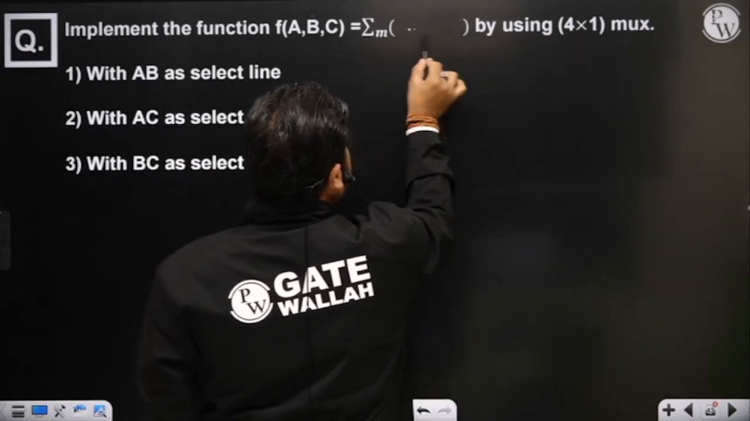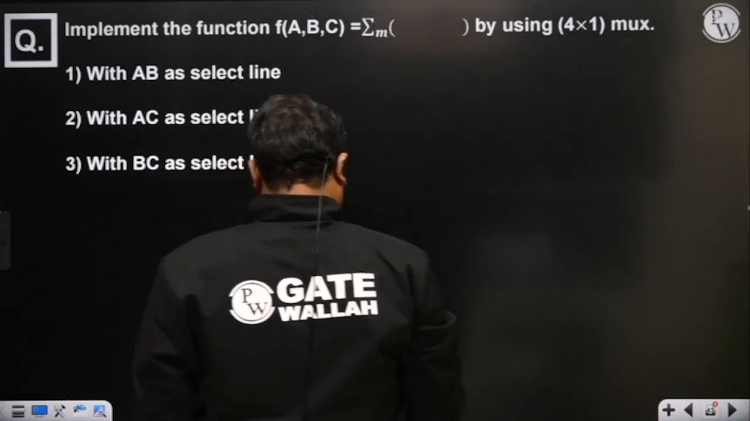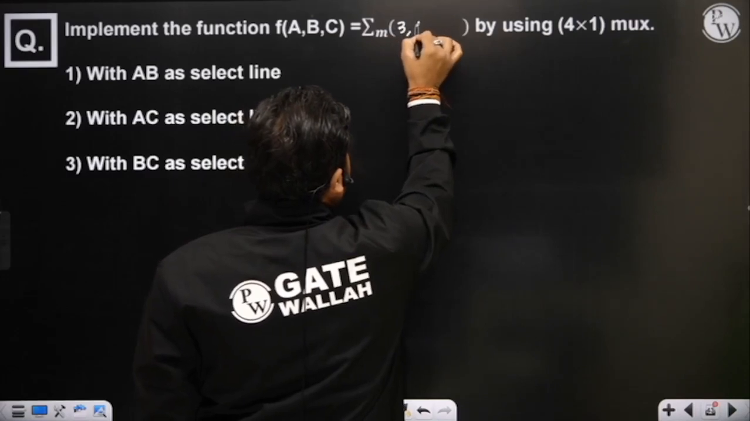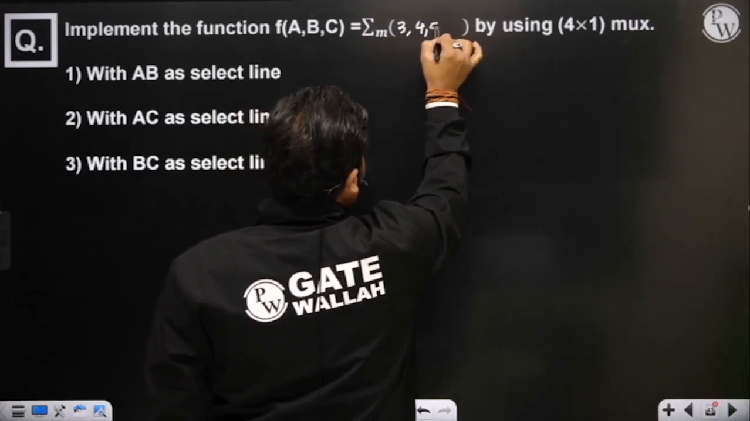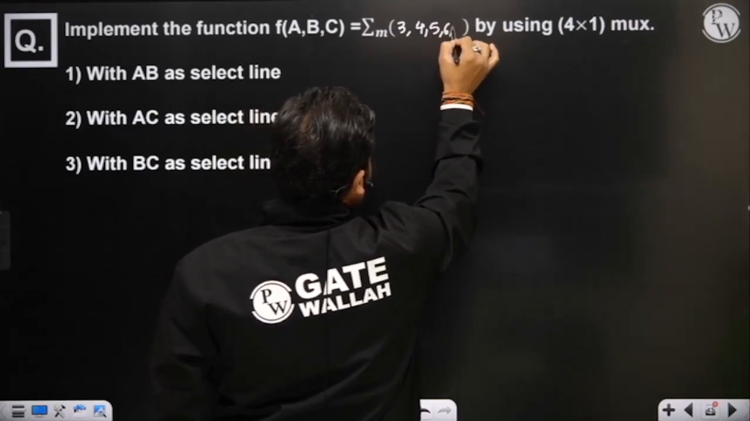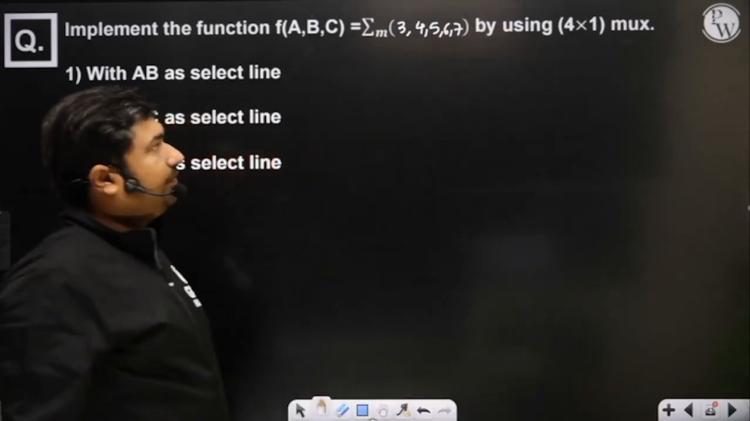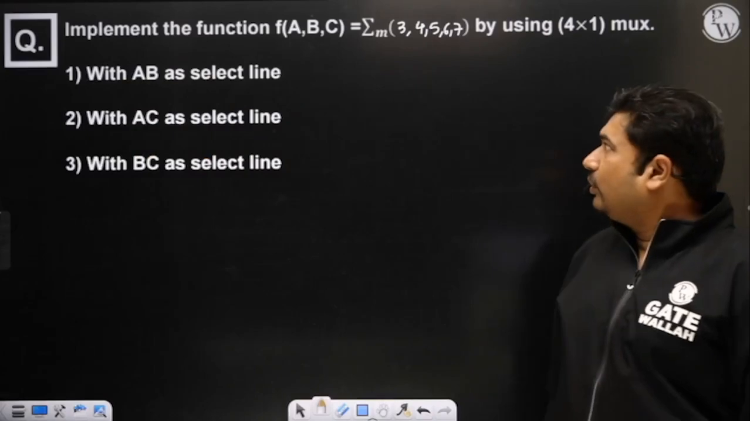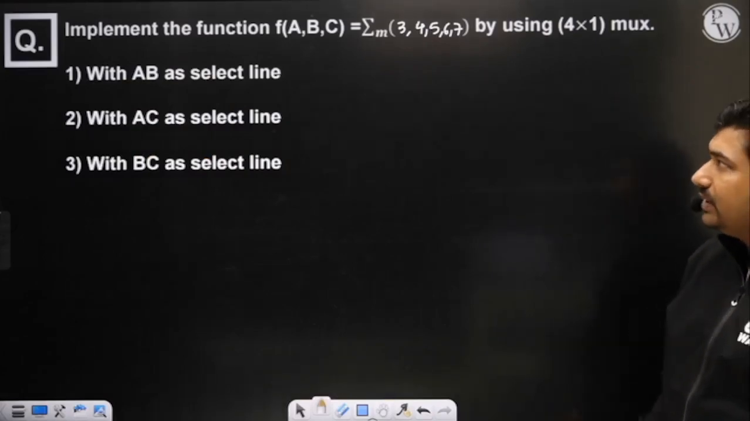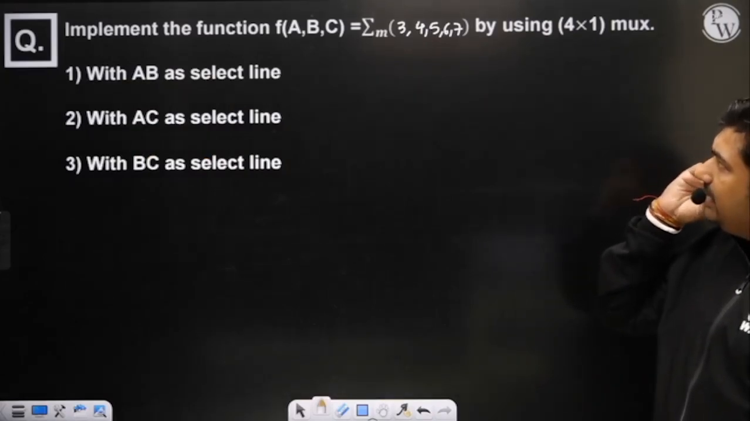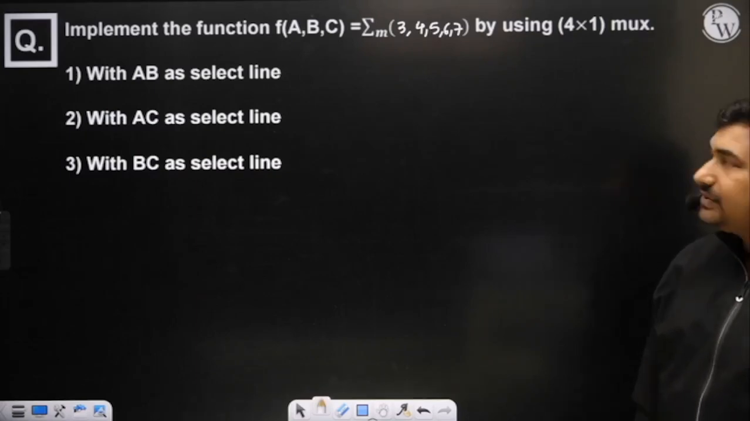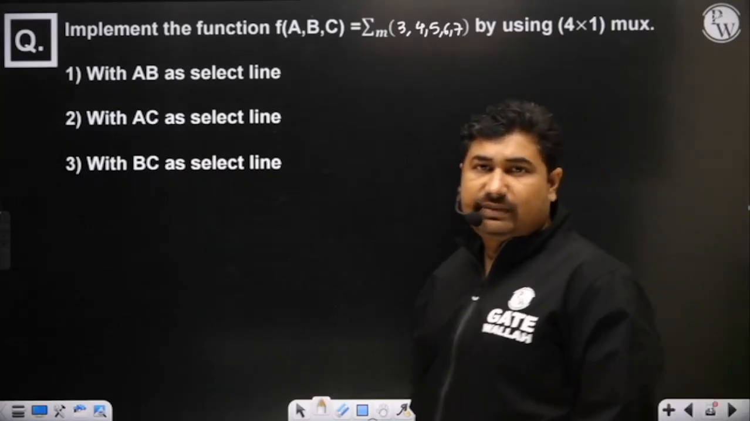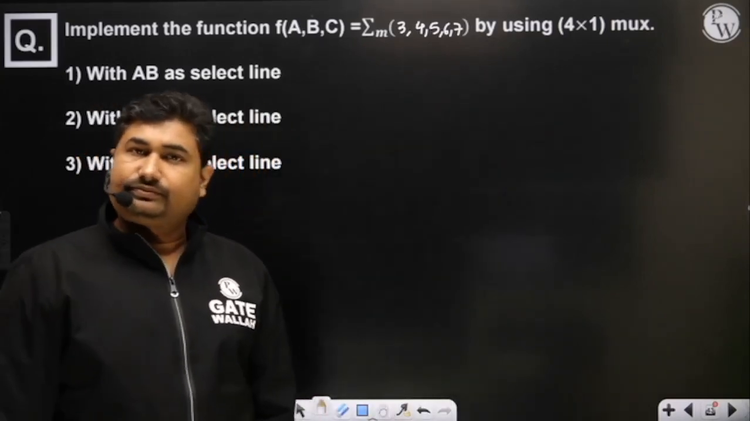You can choose any data here. So I am choosing, suppose, 3, 4, 5, 6, 7. By using a 4 cross 1 multiplexer, implement the function f of a, b, c, summation of m 3, 4, 5, 6, 7 by using a 4 cross 1 size multiplexer. Okay. Yes, sir.